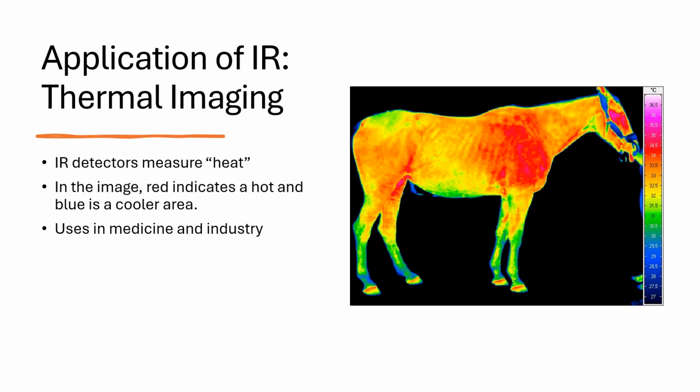IR radiation is used in a variety of fields. One is thermal imaging, and here's this picture of the horse. The blue shows the cool areas. The red shows the hot areas. This is used widely in industry and in medicine to figure out where the hot spots are, like in manufacturing, or certain elements will show different heat signatures in the human body or in animals too.